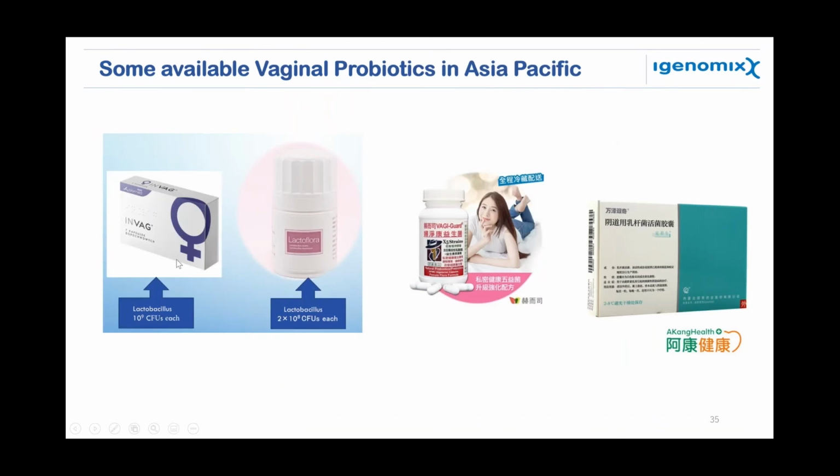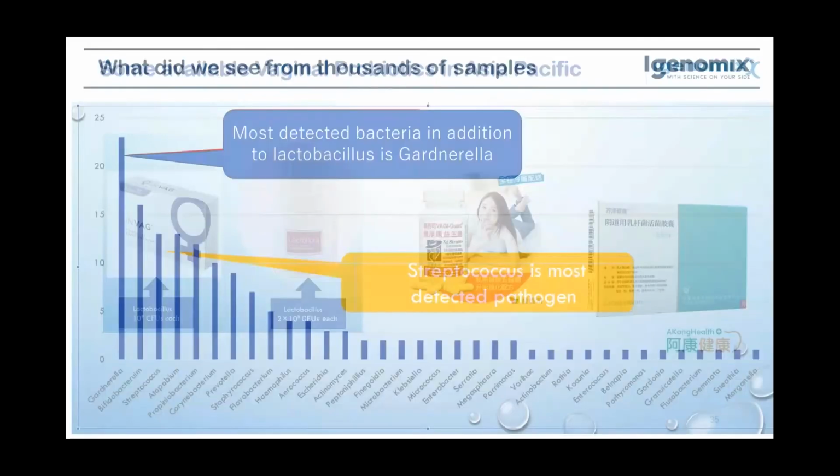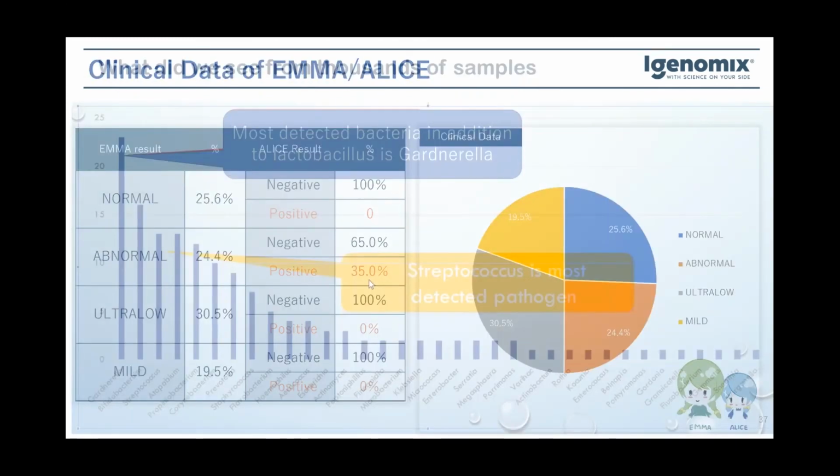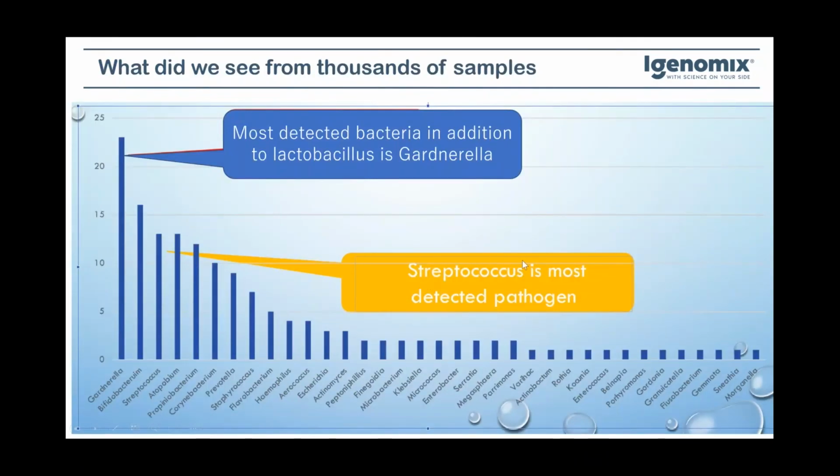These are the available vaginal probiotics in Asia Pacific. In Japan, they use InVag from Poland, and this is called Lactoflora from Belgium, and also in Taiwan. In China, they have different probiotics as well. For thousands of samples, we've seen that in addition to Lactobacillus, Gardnerella is very common in the endometrium, which is not a good bacteria. Among the pathogens, Streptococcus is the most common pathogen that we detect in the endometrium. In that case, ALICE is positive.